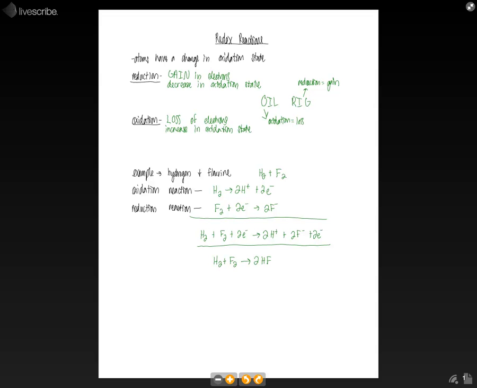2HF. And so if we look at this again, we can also see that rather than just looking at whether it gained or lost electrons, we started with an H2 and then it became an H+. So there was an increase in its oxidation state. And likewise with the fluorine, we started out as an F2 and went to an F-, so there was a decrease in its oxidation state. So that is just a quick overview of redox reactions.